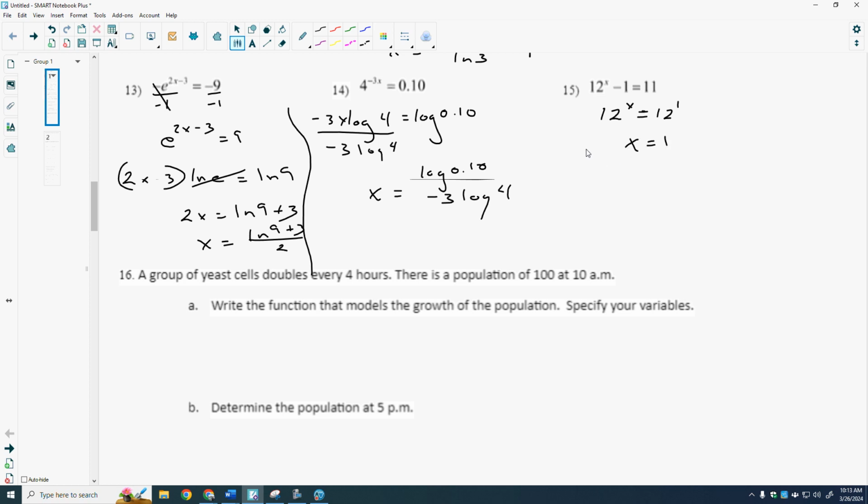Don't miss, I shouldn't say don't. Try not to, like I'm scolding you. Try not to miss the straightforward ones. You could have taken the log of both sides and done all that work, but a lot of extra work. Okay, so there's solving exponentials. We are going to do that again in word problems.